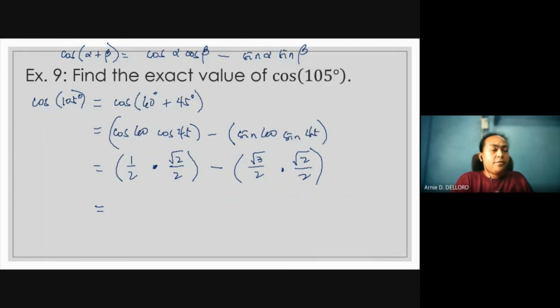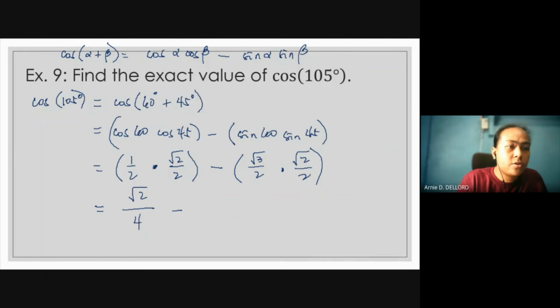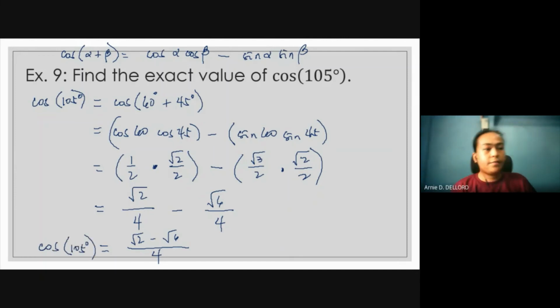So 1/2, 1 times square root of 2 is square root of 2 over 2 times 2 is 4, minus square root of 3 times square root of 2 is square root of 6. 2 times 2 is 4. So simplifying the answer, this will give us square root of 2 minus square root of 6 all over 4. So this is the exact value of cosine 105 degrees.